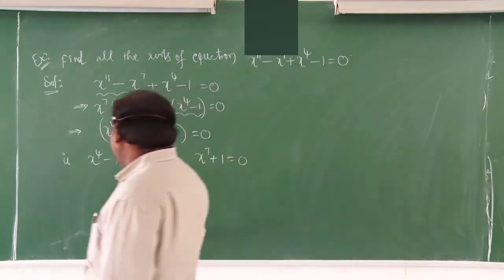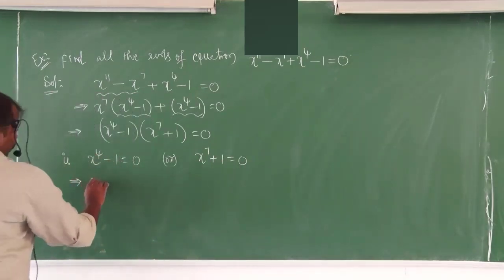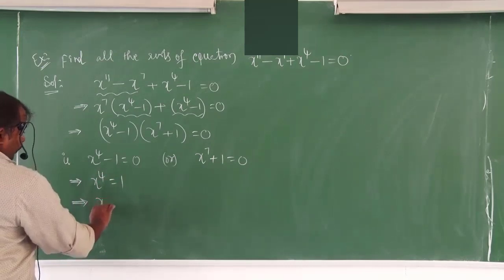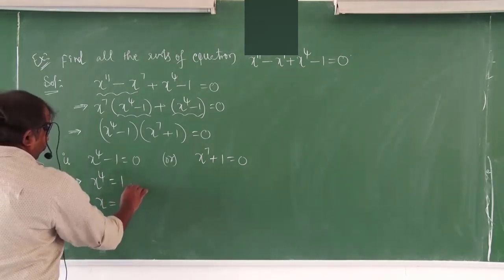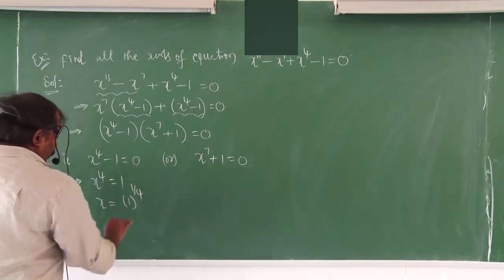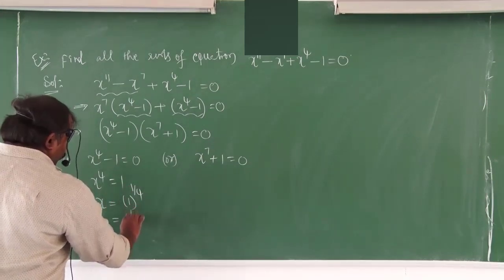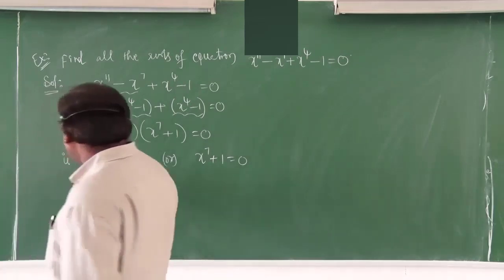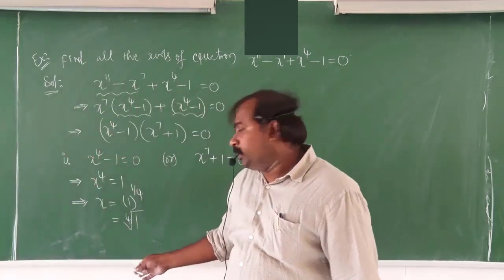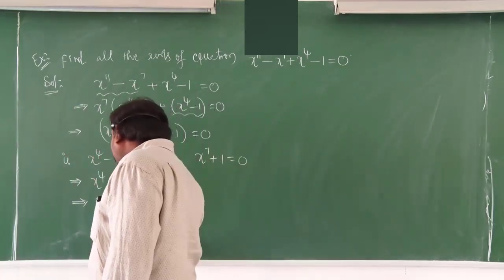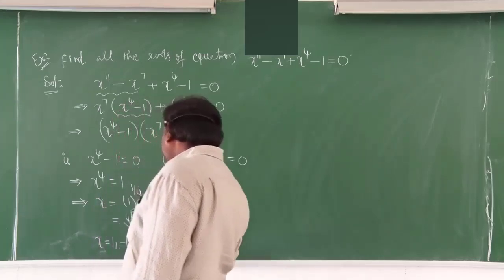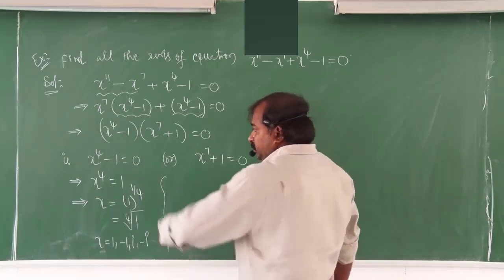So here, if you observe, we get x power 4 is equal to 1. That implies x is nothing but 1 power 1 by 4. 1 power 1 by 4 means the fourth roots of unity. So directly here you will get the values. The roots will be x is equal to 1, minus 1, i, minus i. So here you already got 4 roots.